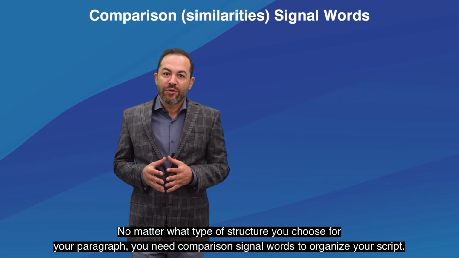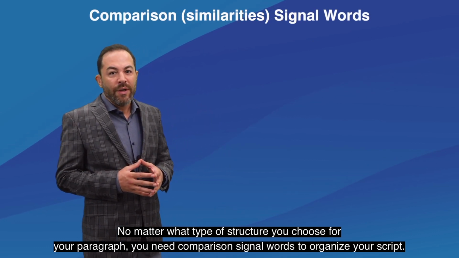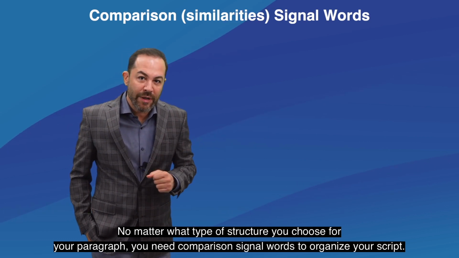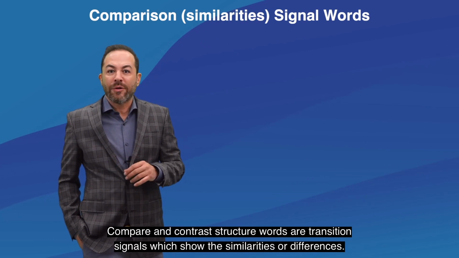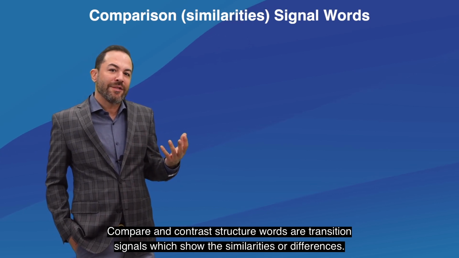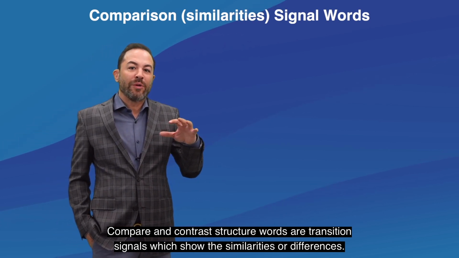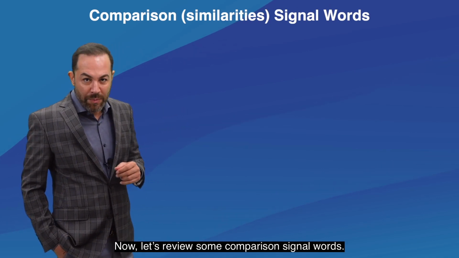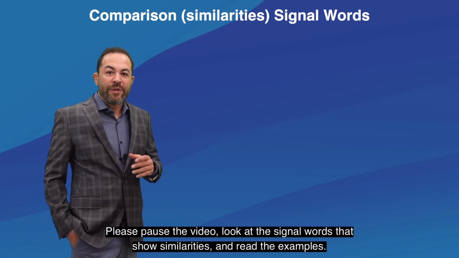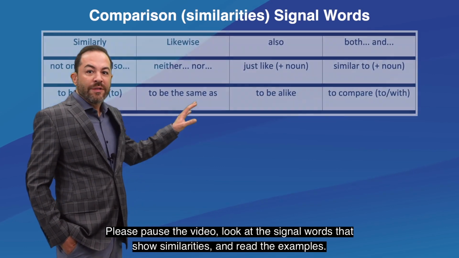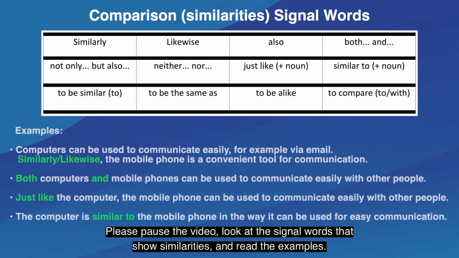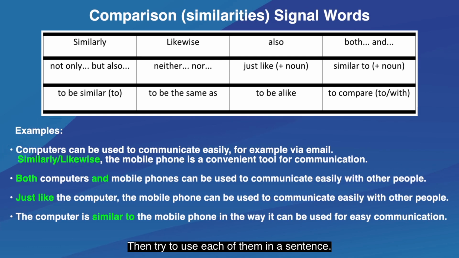No matter what type of structure you choose for your paragraph, you need comparison signal words to organize your script. Compare and contrast structure words are transition signals which show the similarities or differences. Now let's review some comparison signal words. Please pause the video, look at the signal words that show similarities, and read the examples. Then try to use each of them in a sentence.